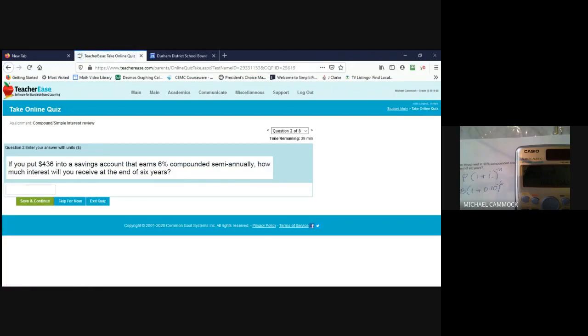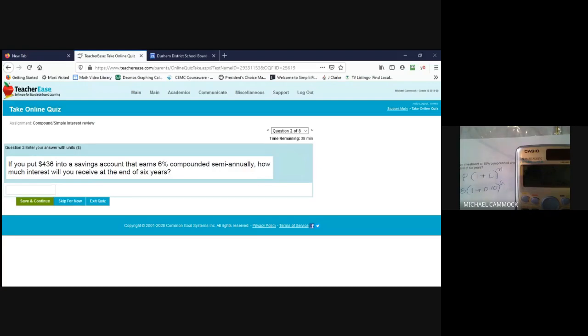So here comes my second question. Hopefully you can all see the second question. I'm putting $436 in a savings account that earns 6% compounded semi-annually. Now, this is a little different question. It's still a compound interest question, but now it's saying how much interest I'm going to get. So when we do this calculation that we just did for number 1, that calculation gives us the amount. Amount includes interest and principal.